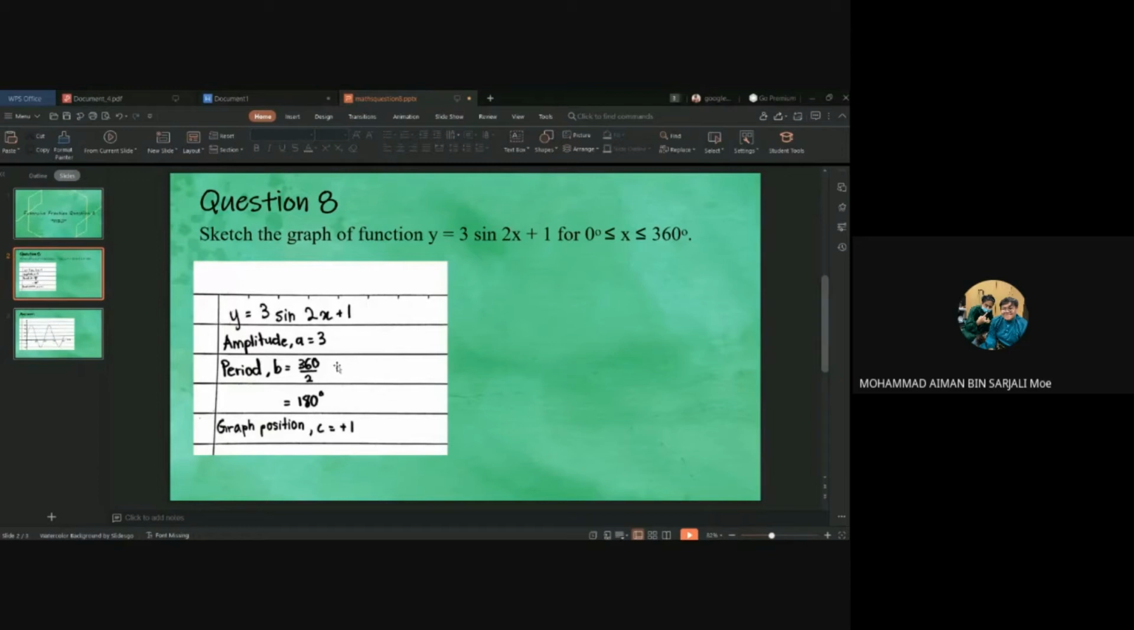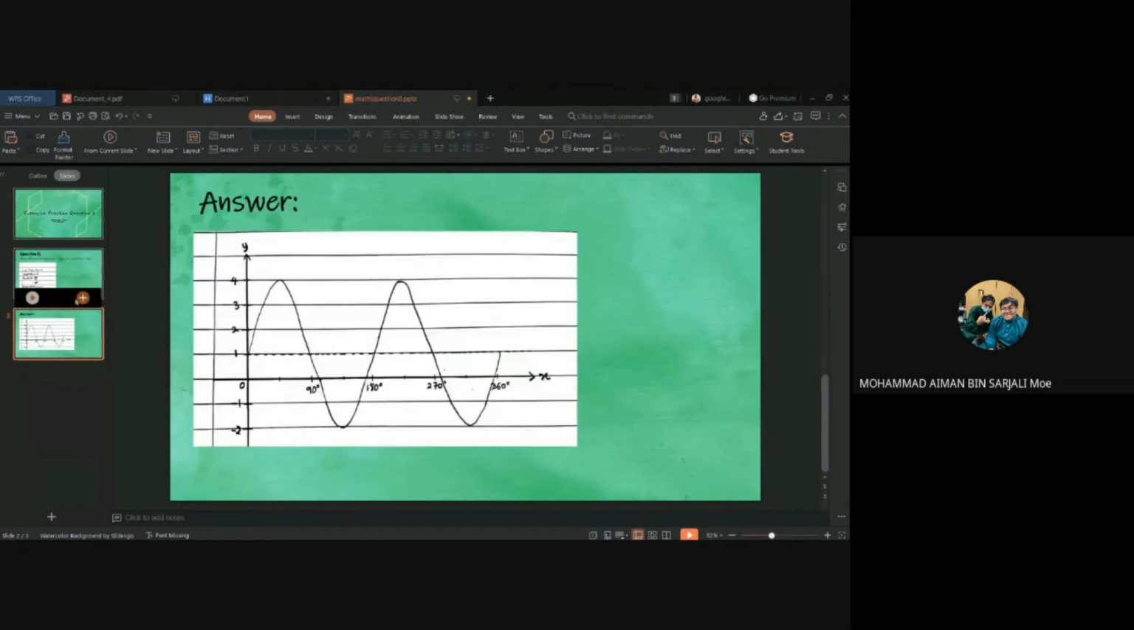If it's a tangent graph, then we have to use 180. So next one, the graph position is +1. The C is equal to +1. Okay, next we look at how to do the graph.